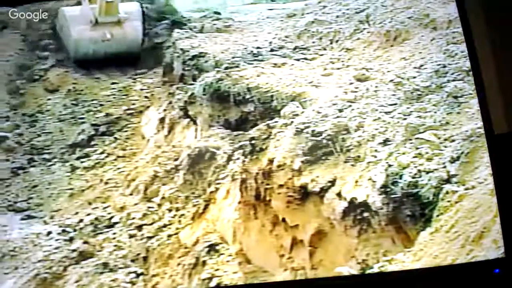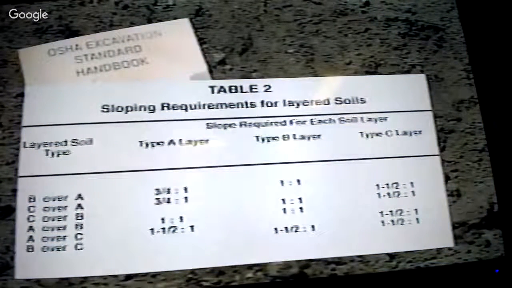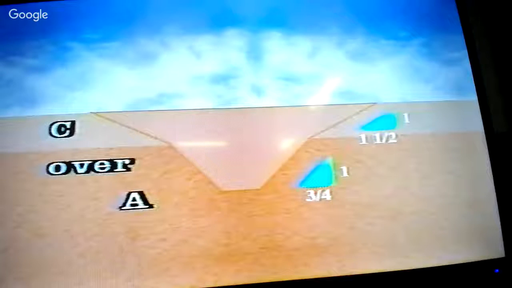When an excavation contains layers of different types of soil, the usual sloping requirements must be varied. The layered system must be classified according to its weakest layer. Table 2 in the OSHA Excavation Standard Handbook lists sloping requirements for layered soils. When layered B over A, the type A layer must be sloped 3/4 to 1. The type B layer must be sloped 1 to 1. A C over A layer would have a 3/4 to 1 slope on the A layer and a 1.5 to 1 slope on the C layer.